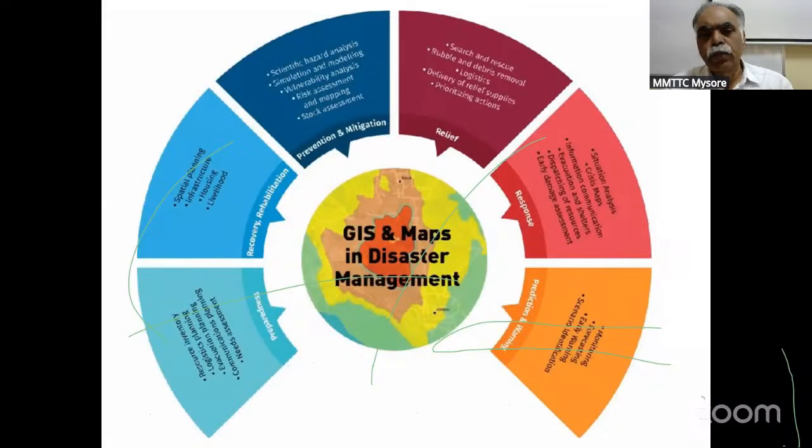Is it clear? I do not want to go into the details of this chart because, see, prevention and mitigation means scientific hazard analysis, simulation and modeling, vulnerability analysis, risk assessment and mapping, and stock assessment. Relief means search and rescue, rubble and debris removal, logistics, the distribution of relief supplies. All these actions, you can list each and everything out and plan in your own room or in your own place. You can plan for any part of the world.